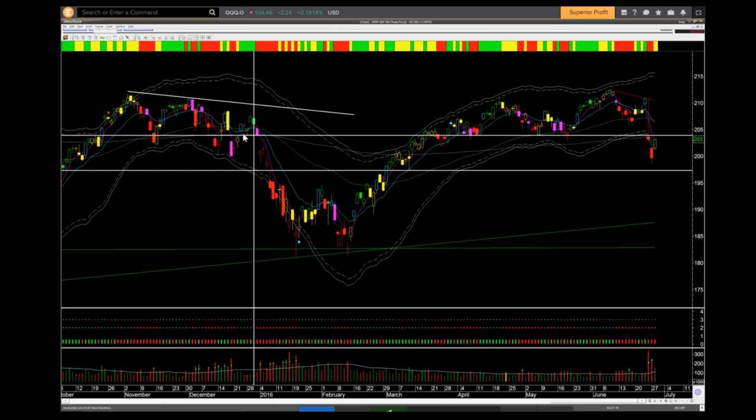So this upper line will be our entry point, and without knowing the right side of the chart, our potential initial exit point will be the lower line.